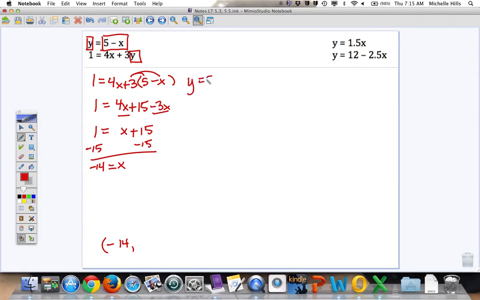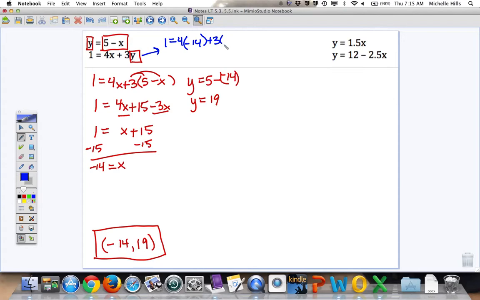Y, then, is 5 minus my negative 14 that I just found. Plug that in my calculator. 5 minus negative 14 is 19. So I think my point is the point negative 14 for x and positive 19 for y. If I'm going to check it, just use this first equation here, check it in the second equation. Does 1 really equal 4 times negative 14 plus 3 times positive 19? Plug this into your calculator, and it really does equal 1, so it checks.